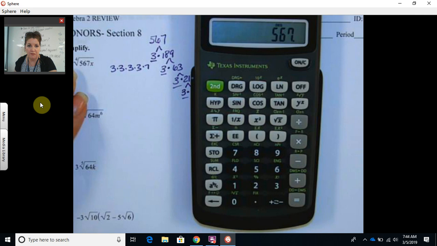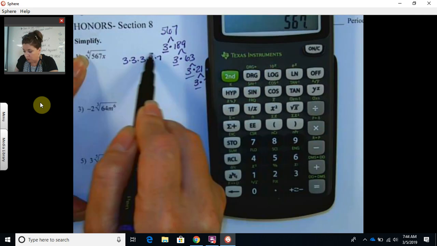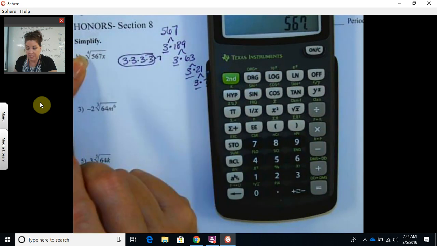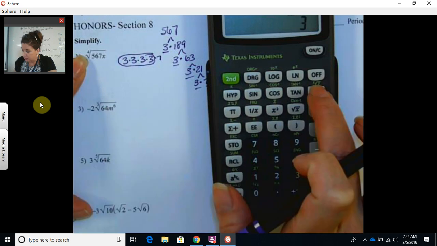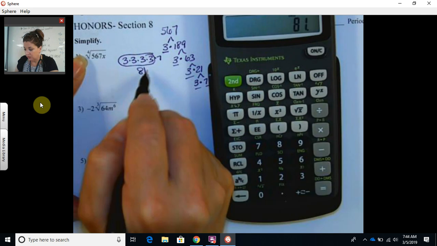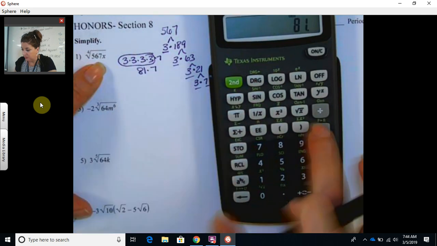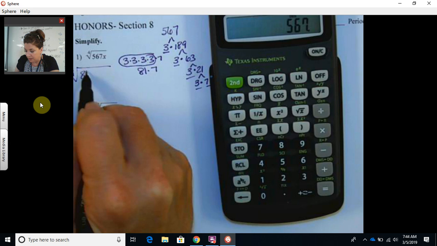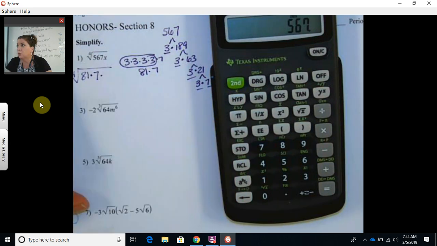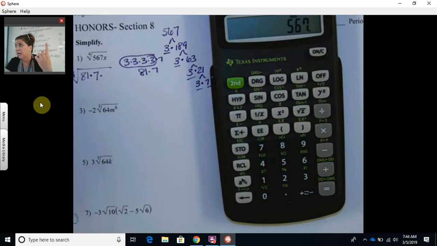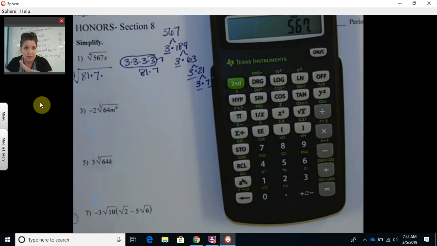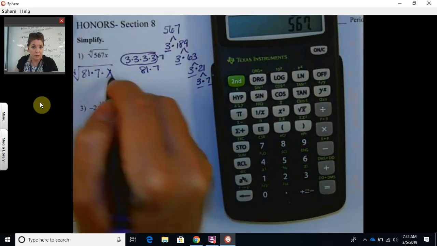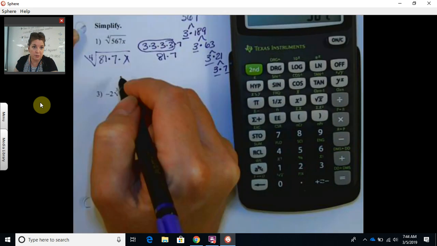So if I want the perfect fourth root, I need 4 identical factors. I have 4, so 3 raised to the 4th power is 81. 81 times 7 is 567, so I am going to substitute 81 times 7 for 567. Then, is x a perfect fourth? No. Can I break it into factors where it may contain a perfect fourth? No, it's just one of them. You can't add more x's to it. There's just one x, so x is not a perfect fourth. We can't rewrite it, so that will just stay under the radical.